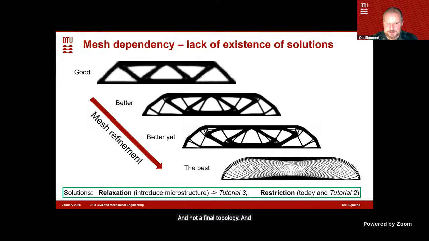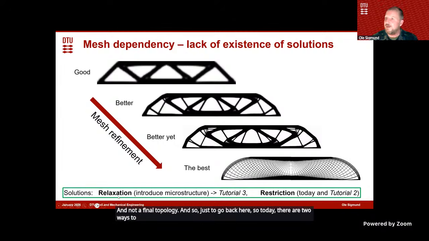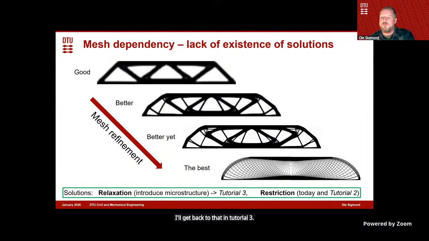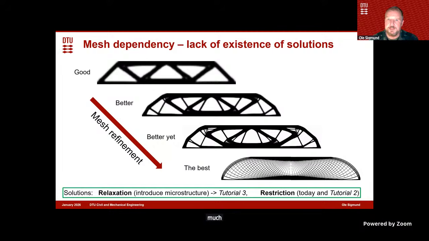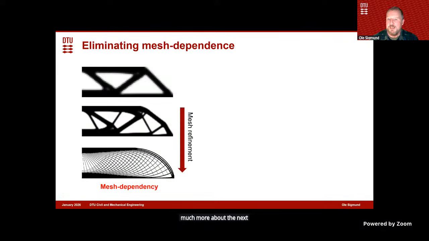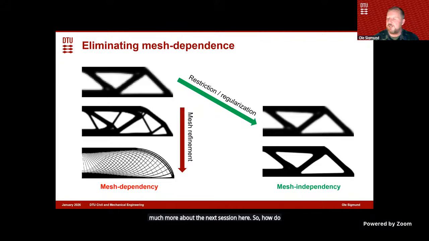And so just to go back here, so today there are 2 ways to circumvent this problem, either by relaxation, that's introducing microstructure and homogenization. We'll get back to that in tutorial 3. But also the alternative is to introduce restriction, as we will do today, and also talk much more about next session here. So how do we introduce this mesh independency?